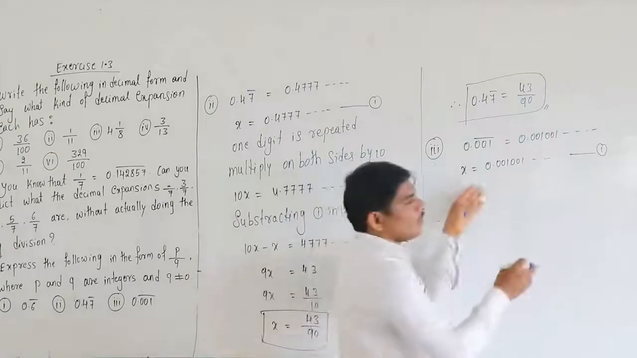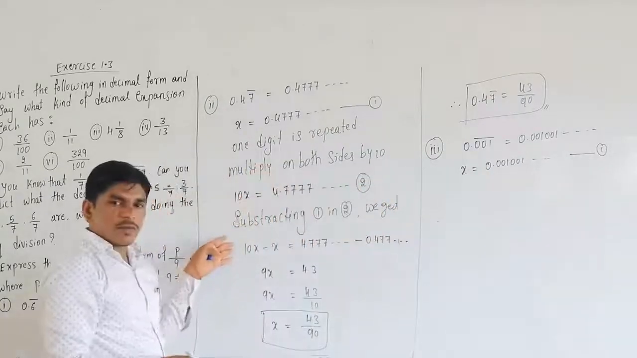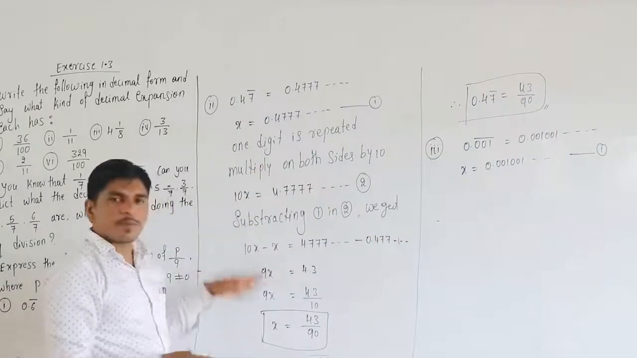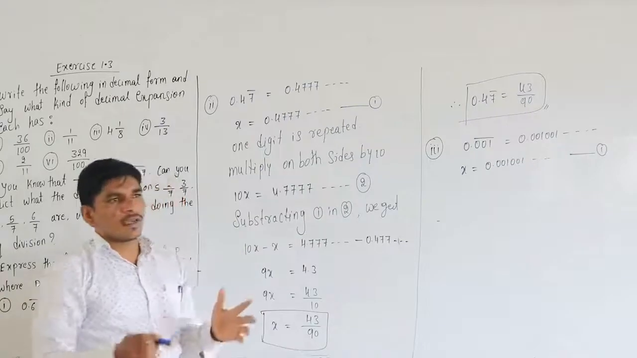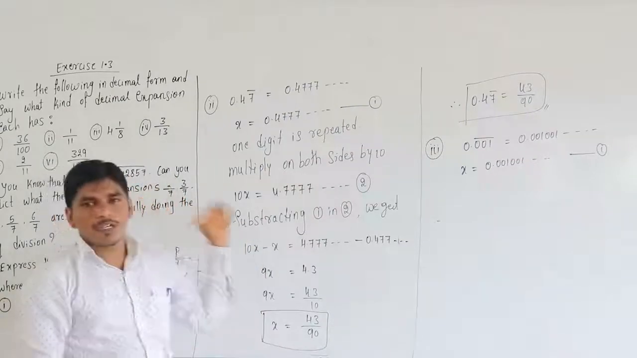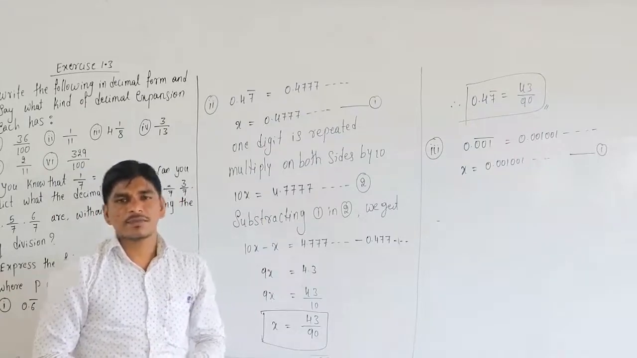Now multiplying on both sides by 1000, and for the next procedure, subtraction of equation 1 from 2, you have to follow the same procedure. You have to try it. Next class we will be discussing terminating and non-terminating decimals based on some problems.